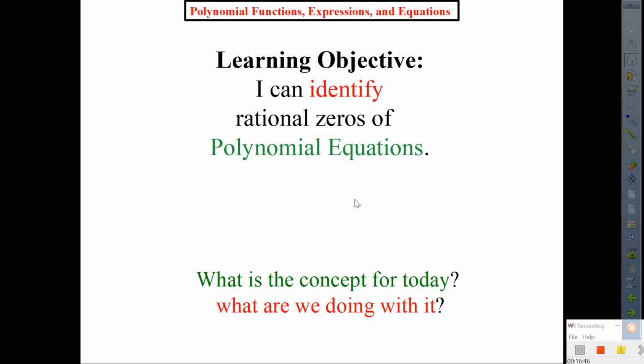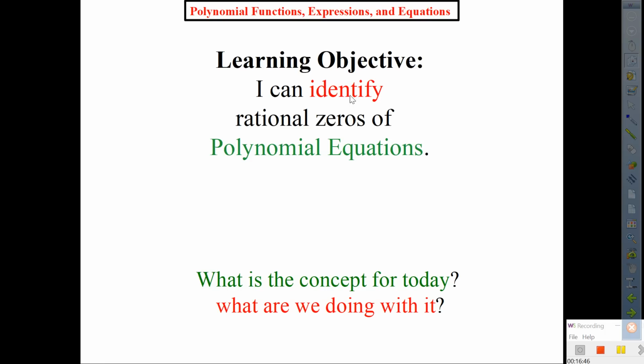Here we go. Our objective for today: I can identify rational zeros of polynomial equations. And as we continue getting to the meatier portion of the school year, I like these next concepts coming up because they're part of the pre-calculus group that you're going to need for the next course. And it just makes sense.